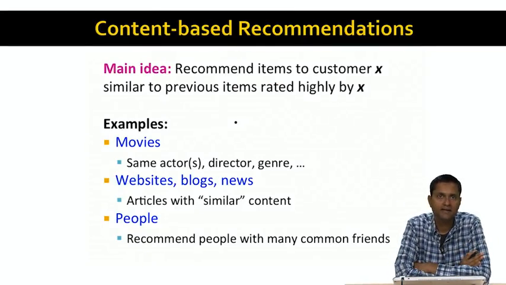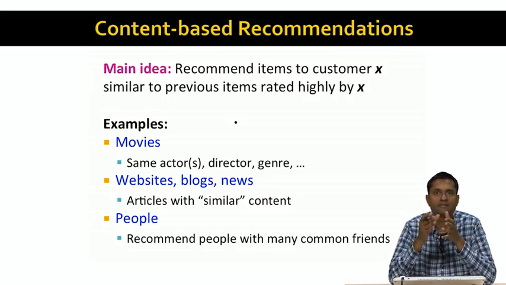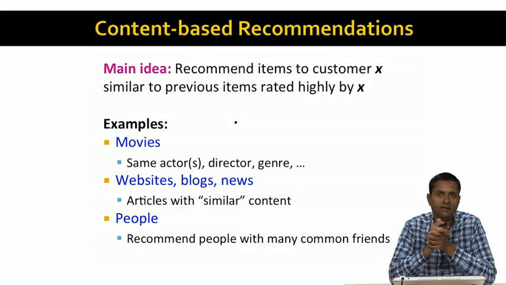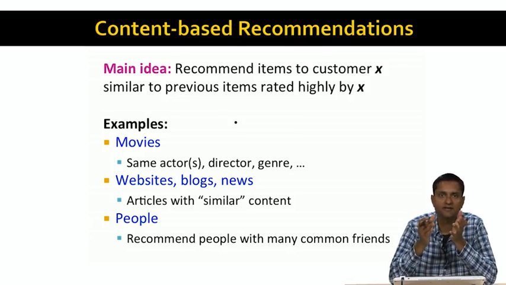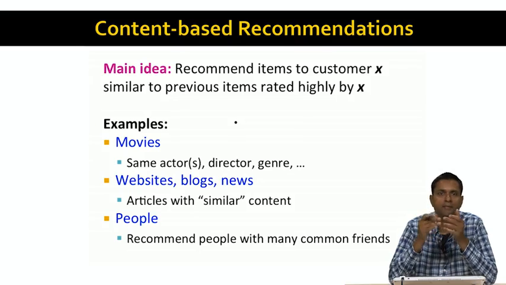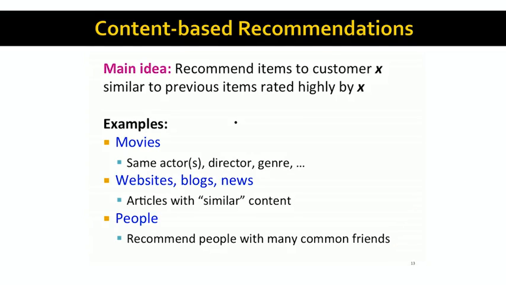The main idea behind content-based recommendation systems is to recommend items to a customer X similar to previous items rated highly by the same customer. For example, in the case of movies, you might recommend movies with the same actor or actors, director, genre, and so on. In the case of websites, blogs, or news, we might recommend articles with similar content or on similar topics. In the case of people recommendations, we might recommend people with many common friends to each other.